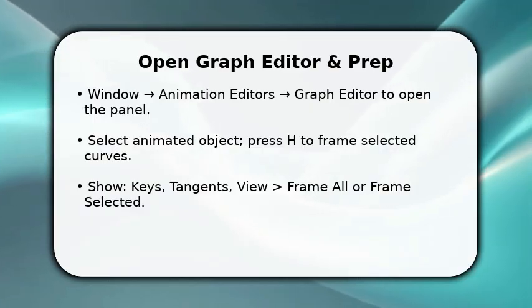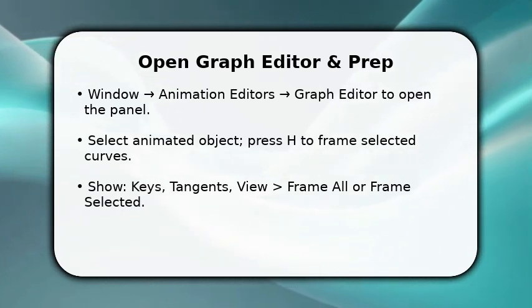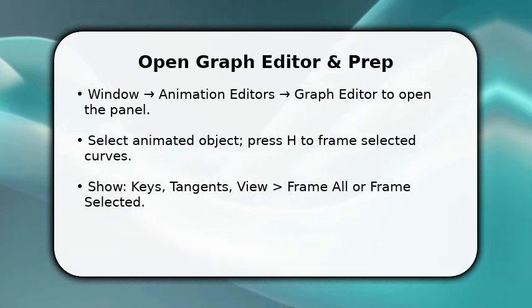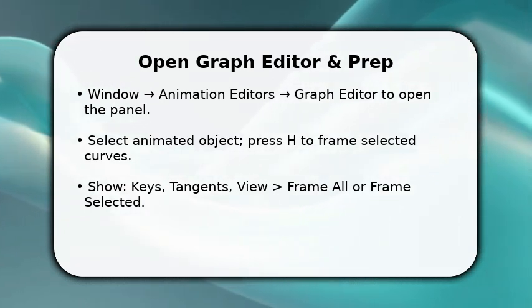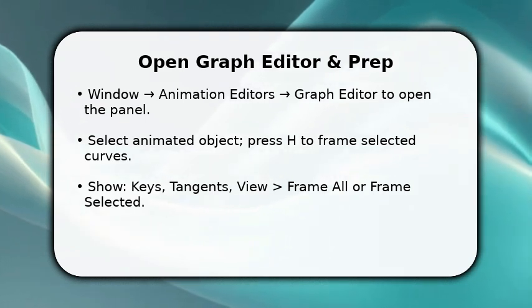You start by opening the graph editor and immediately selecting the animated object so you can see its animation curves. Once selected, press H to frame the curves, and Confirm View shows keys and tangents. This gives you direct visual control.